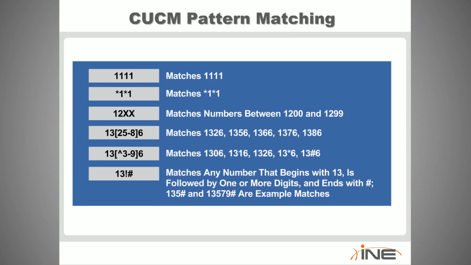Okay, we also see 13 caret in the left bracket, 3-9. So this is going to match 1306, 1316, 1326, 13*6, and 13#6. And then we see 13 bang hash. So this matches exactly 13 followed by one digit or an infinite number of digits, provided that the user does press the hash. They have to press it for it to match. Otherwise, if we wanted it to match just with infinite digits 0 through 9, we would only enter 13 bang or 13 exclamation.